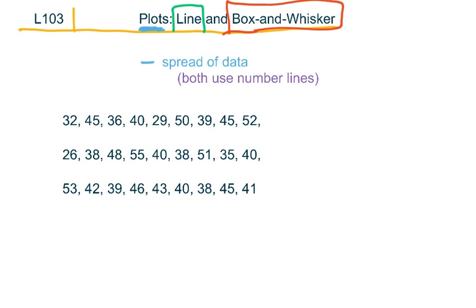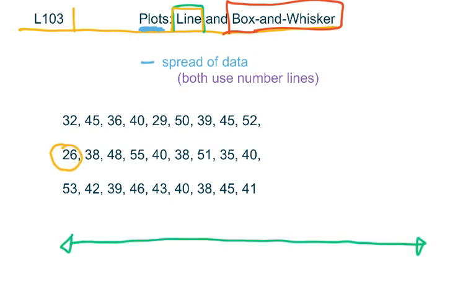As I said, both of these are going to use number lines. So for a line plot, I'm going to start by creating a number line. However, before I do, it's best that I determine what is the smallest value in my data set. If you look around, you'll see that this one right here, 26, is the smallest value, the least value. Looking around for my largest value, I would find the 55 to be the largest.